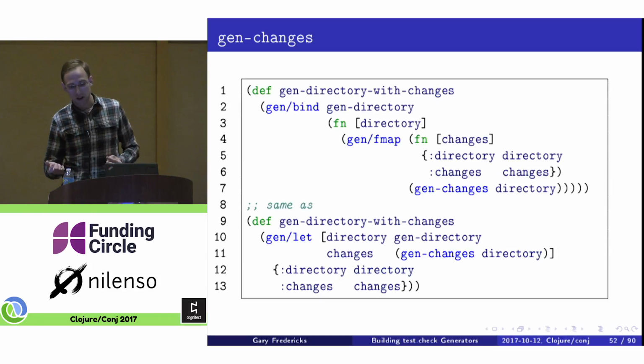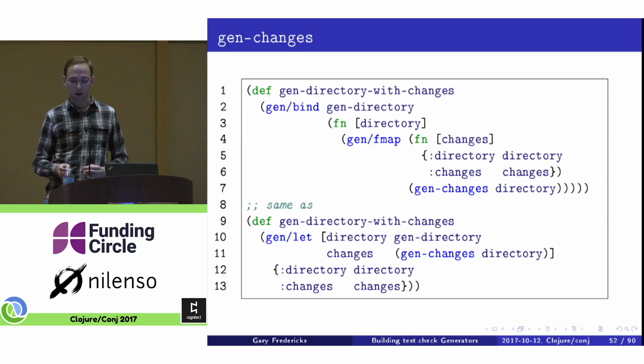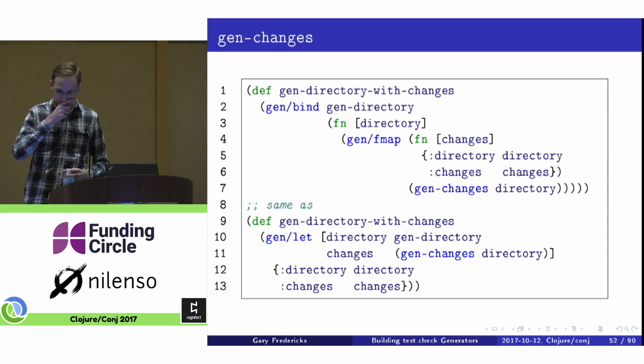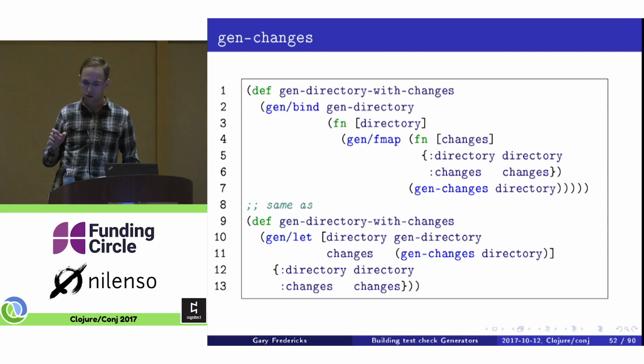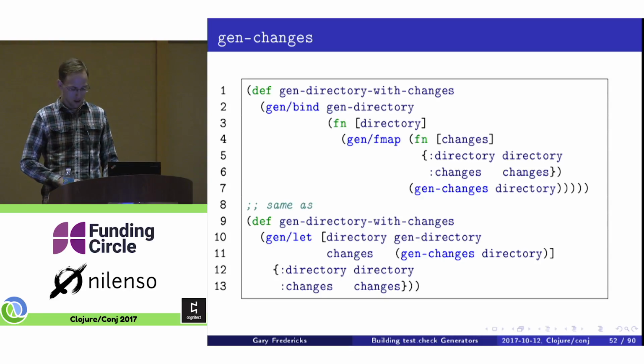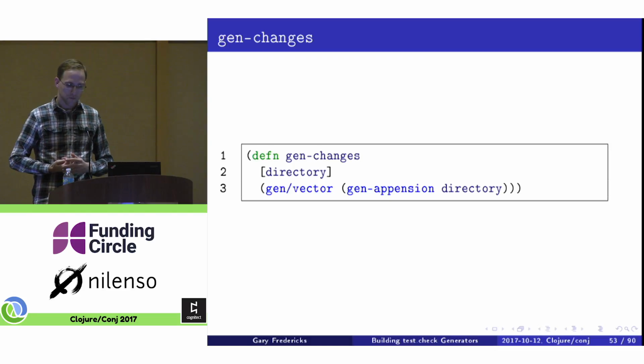But just like before, genlet applies. We can rewrite it. So the top is the same as the bottom here. On line 10, we take our directory generator, get the directory, pass that into gen changes. Now we have changes, and we can wrap them up into our final product. So that just leaves this gen changes function that we haven't written yet.